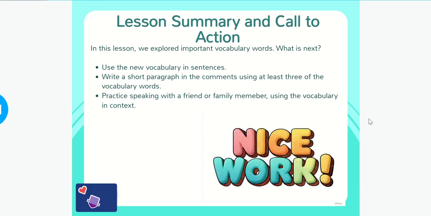In this lesson, we explored important vocabulary words. What is next? Use the new vocabulary in sentences. Write a short paragraph in the comments using at least 3 of the new vocabulary words. Practice speaking with a friend or family member, using the vocabulary in context.